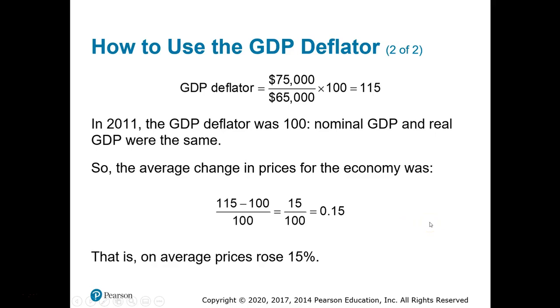You already know that inflation happened at a 15% rate. That the GDP deflated by 15%. Because in order to understand the difference between nominal and real, we have to take off that inflation.